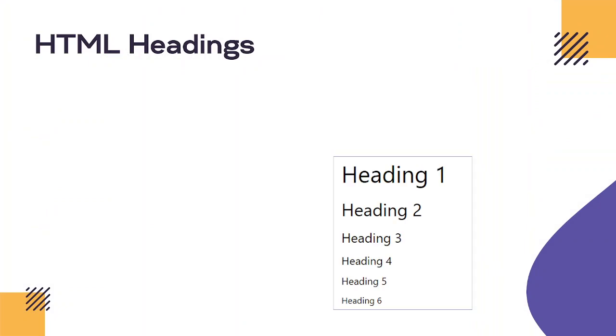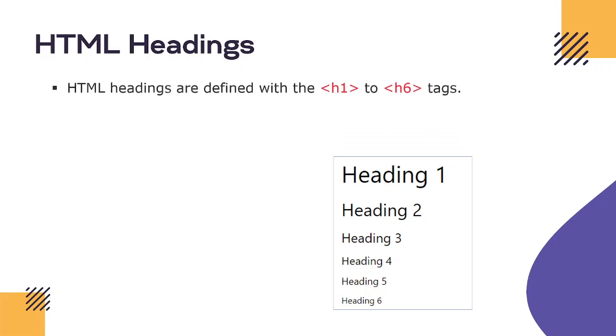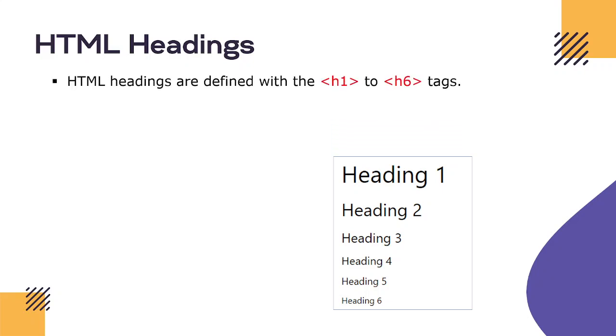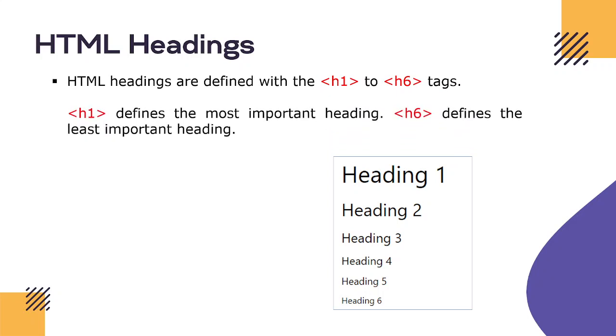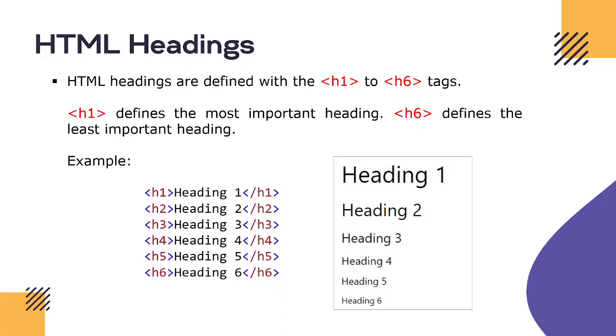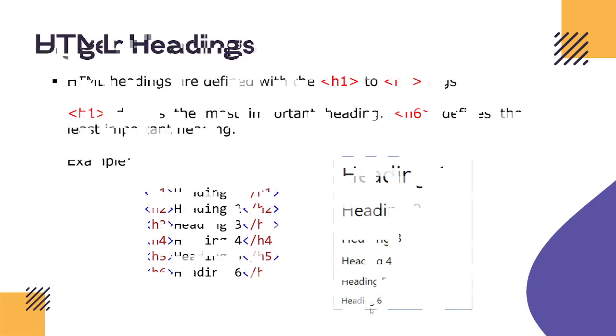HTML headings. As mentioned a while ago, the headings are from H1 to H6 tags. H1 is the most important heading, or pinaka-importante talaga among the 6. H6 defines the least important heading. Example is this one and its output is this one. Okay, proceed with the bigger headings.